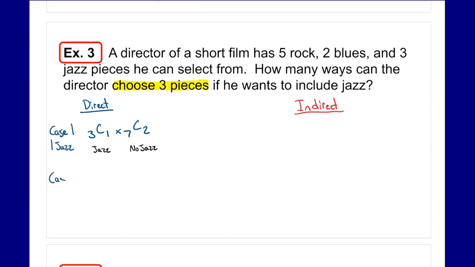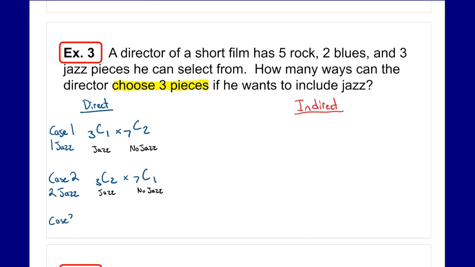Case number 2 would be, what if I chose 2 jazz pieces, out of the 3 pieces that I need to choose, say 2 of them were jazz. So again, now I have 3 jazz pieces, but now I'm choosing 2 of them, and then I have 7 still non-jazz, and I'm going to choose 1 of them this time. So looking at the 2 parts.